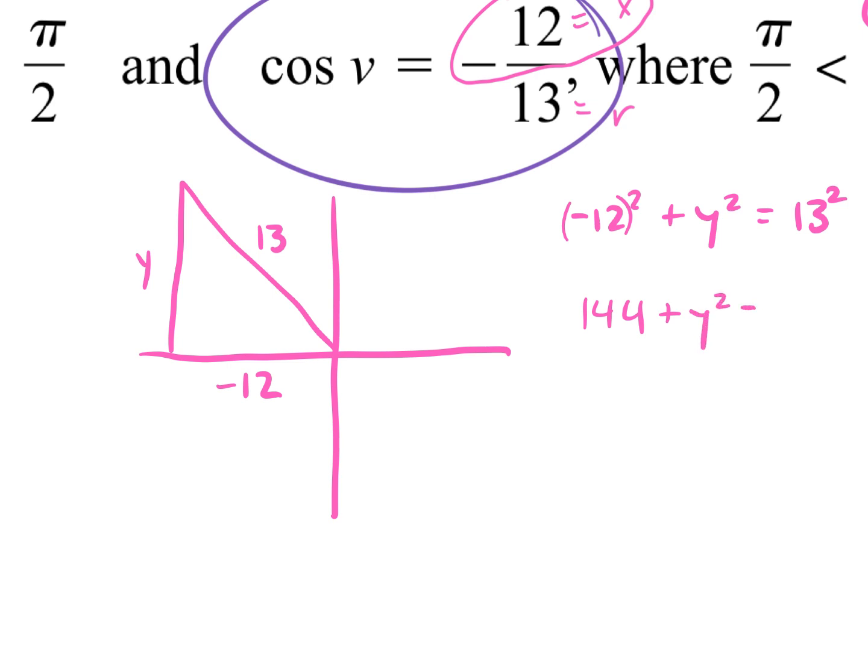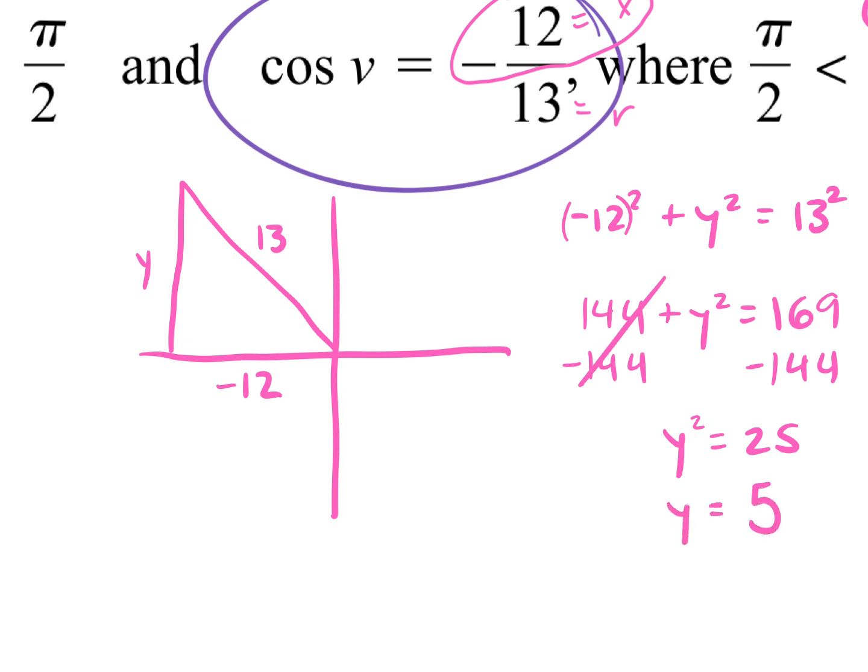144 plus y squared is equal to 169. Subtract 144. So y squared is equal to 25, and y is 5. Is y positive 5 or negative 5? Positive, because we're going up. Since we're going up in the positive direction, it's a positive 5.